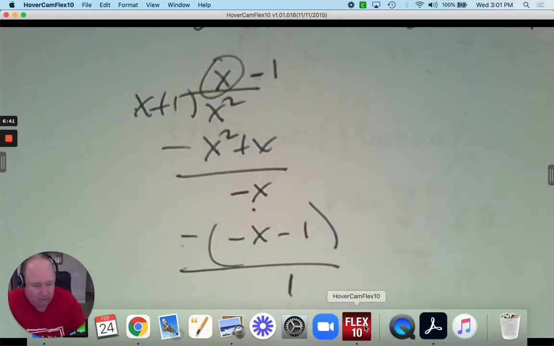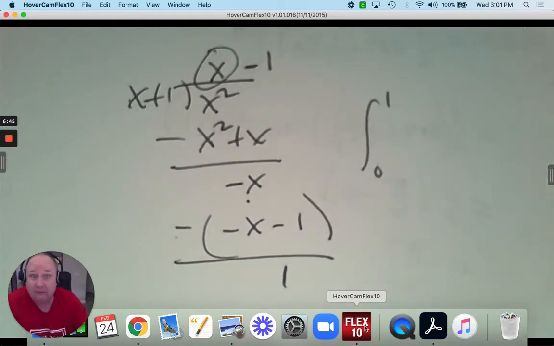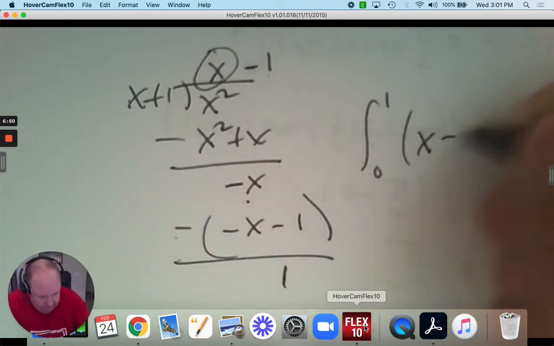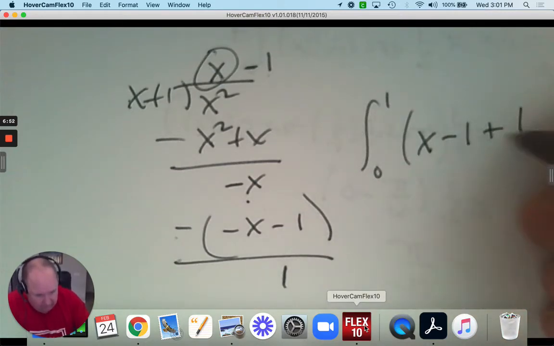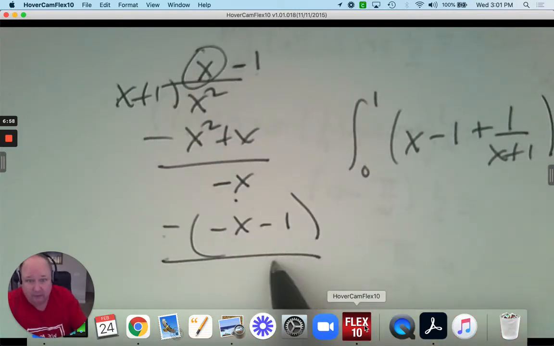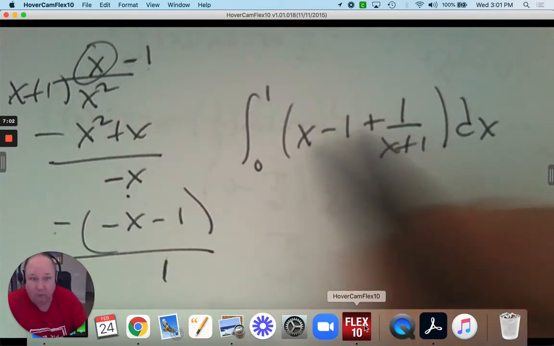So let's rewrite this here. I'm going to rewrite it right here beside it, not even let you look at what I did before. So the answer is x subtract 1. And then the remainder is positive 1 over x plus 1. So we have x subtract 1, the remainder over the divisor. And now I'm going to integrate that one at a time.